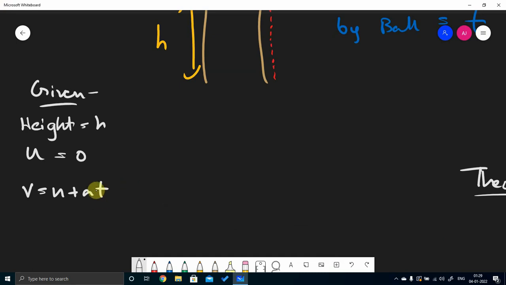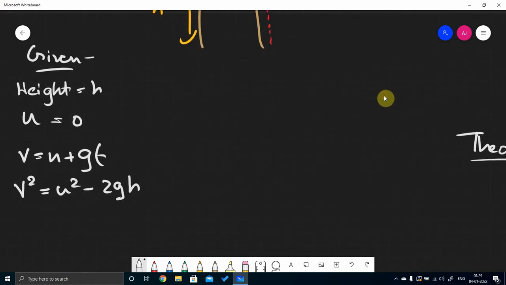Right, so I'll just write it in the form of gravity, taking a as g. So we get v is equal to u plus gt. Then we get v square is equal to u square minus 2gh. And putting everything in place, we get h is equal to ut plus half gt square.